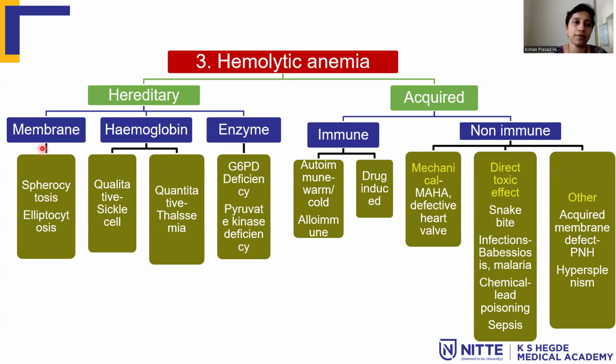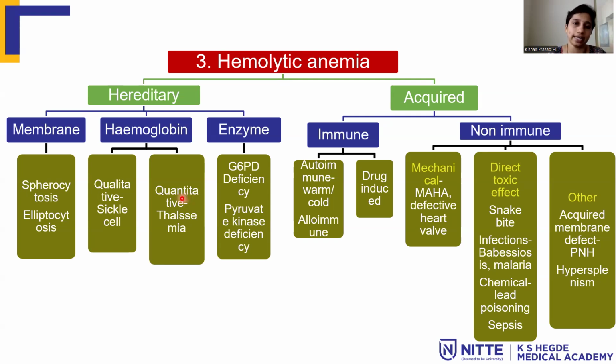So membrane defect, there are two diseases, hereditary spherocytosis and elliptocytosis. Disorder of the hemoglobin can be qualitative or quantitative. What is qualitative? There is a defect in the structure of hemoglobin itself, whereas quantitative means the amount of hemoglobin produced is reduced.